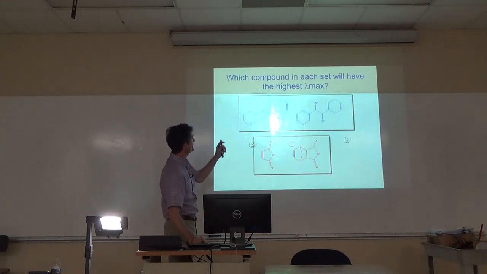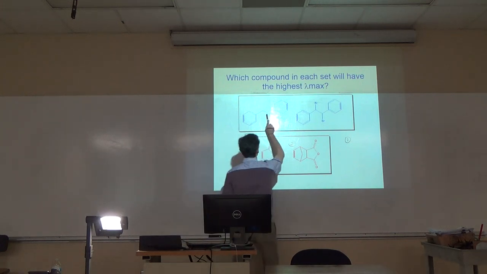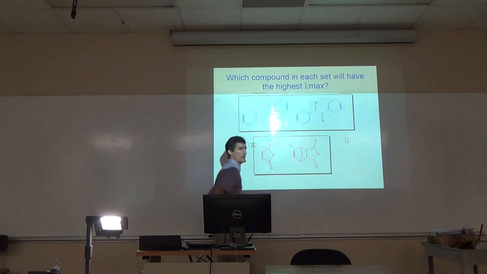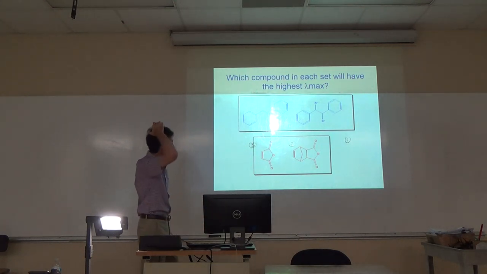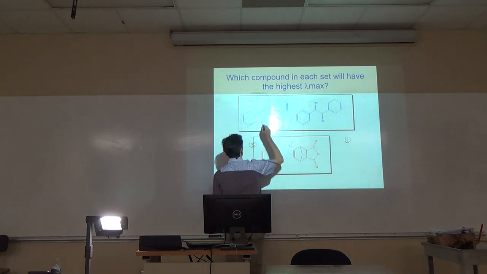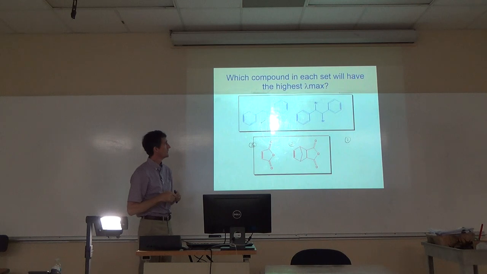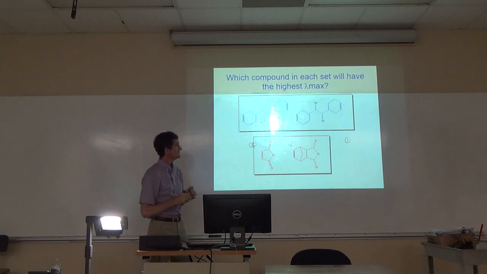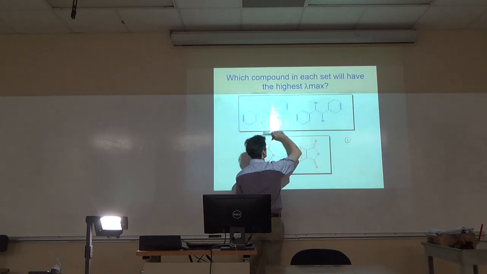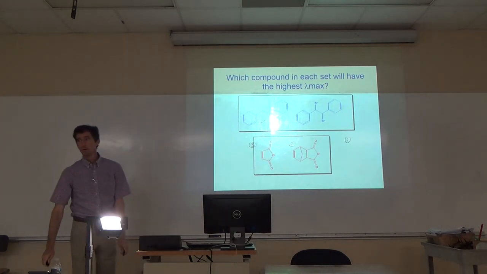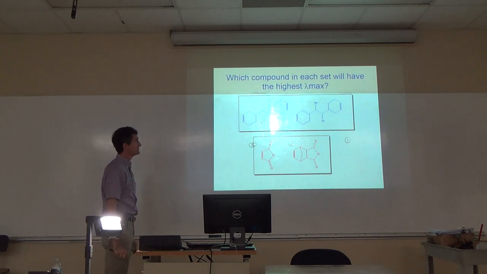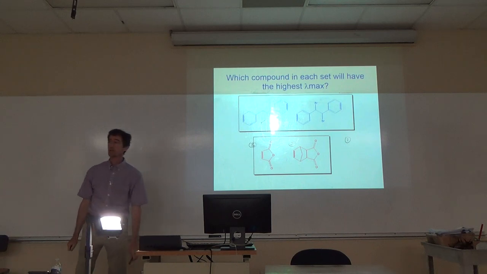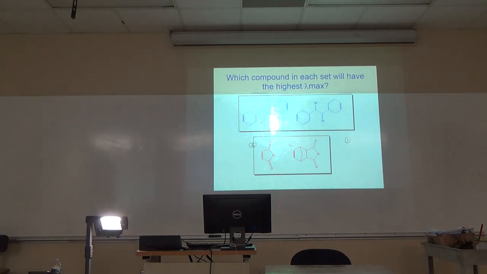Which way does this go? Which compound will have the highest lambda max? Remember these? Transylvene, the dibromide. Which one has the highest lambda max? More conjugation. Highest lambda max. Question. Which one of these is more likely to be colored? This one.